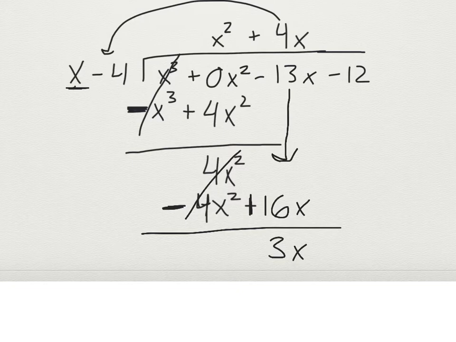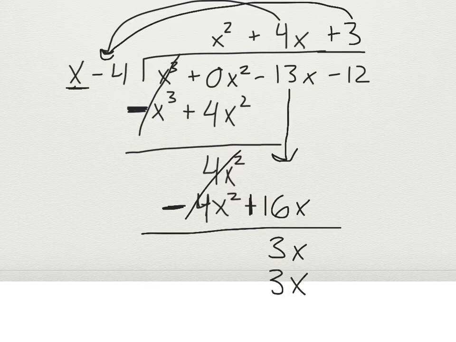So now what times x gives us 3x? 3. So we're going to put a plus 3 on the top. What do we do next? Multiply 3 by what's out front. So what's 3 times x? 3x. And 3 times negative 4? Negative 12.